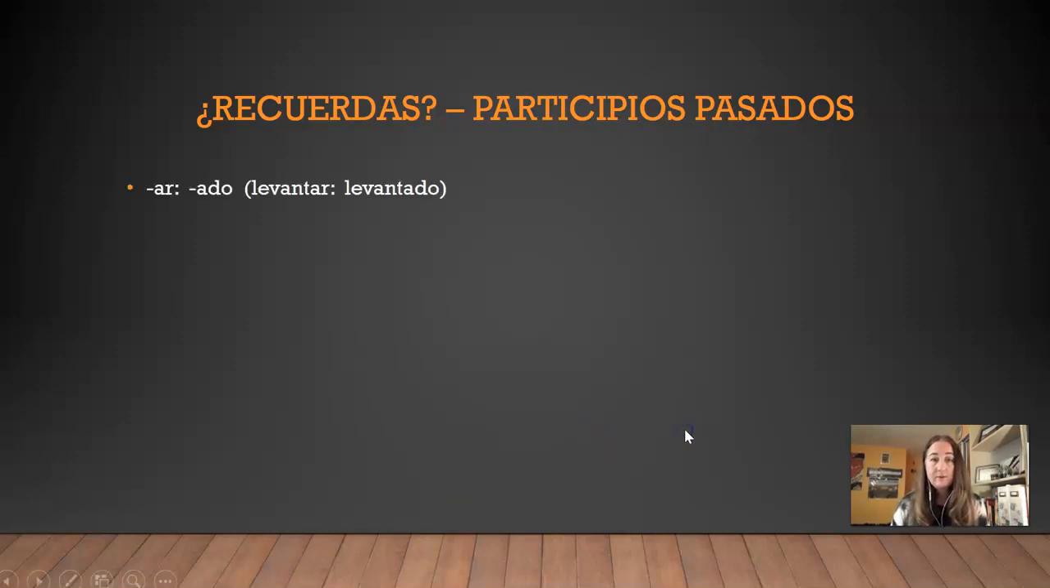So for regular verbs, we drop the AR, ER, or IR and add the past participle endings. For AR verbs, that is ado. So the past participle of levantar is levantado. For ER and IR verbs, we drop the ER or IR and add ido. Entonces, el participio pasado de comer es comido y de ir, de sufrir, es sufrido.